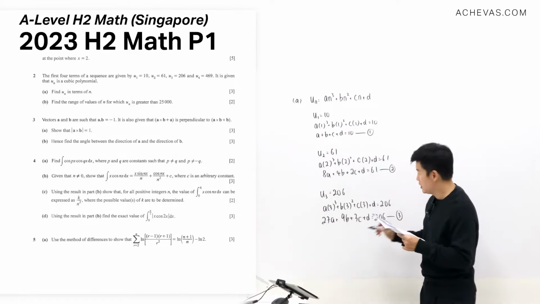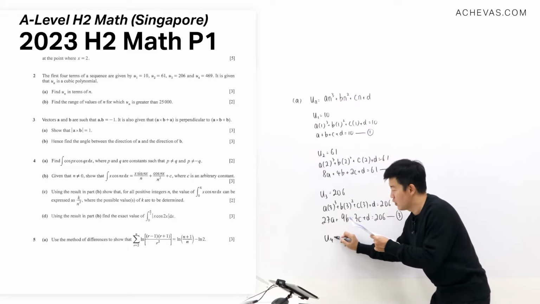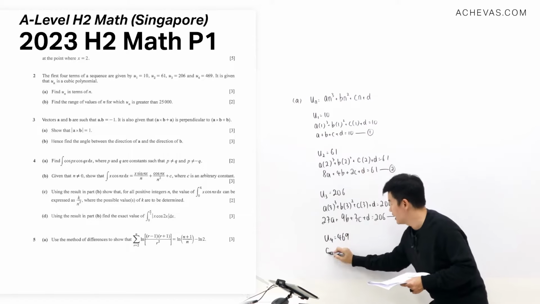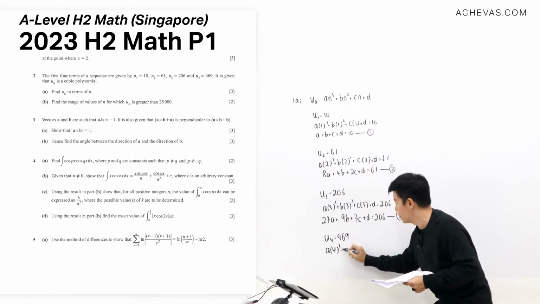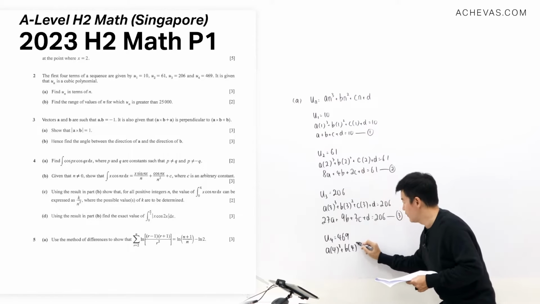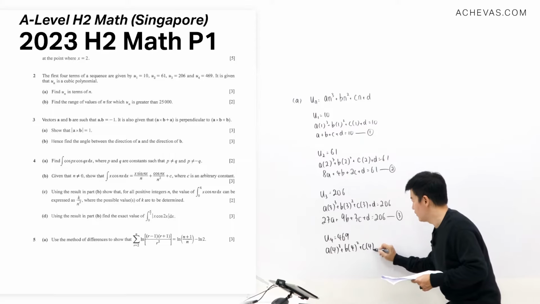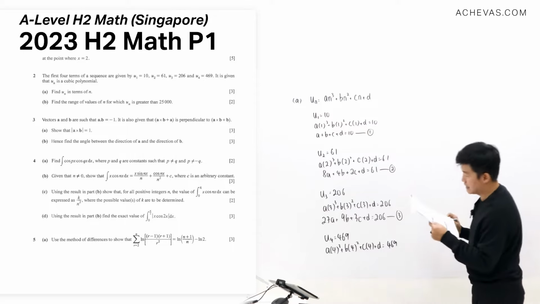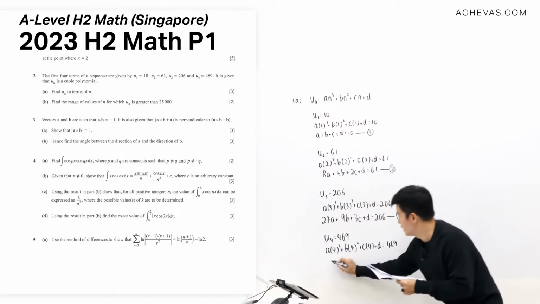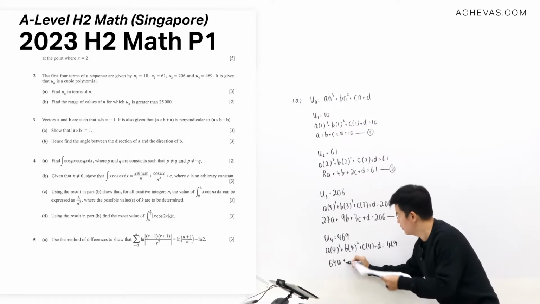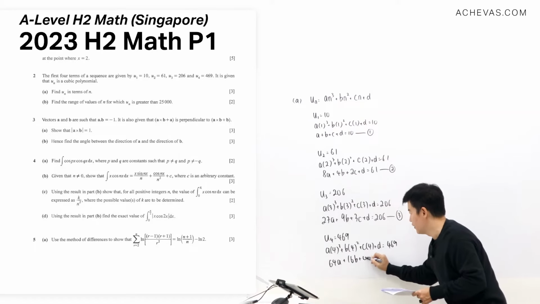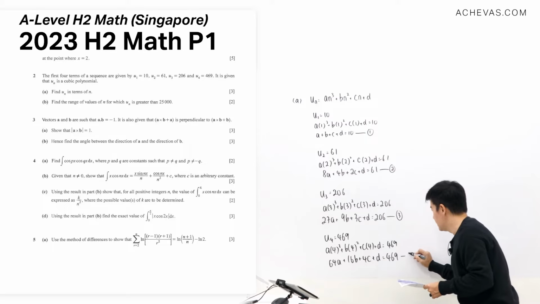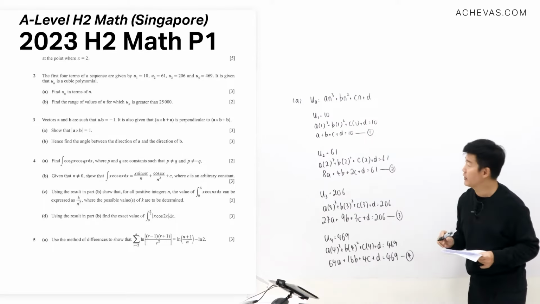And the last piece of information that is given to us is U4 is equal to 469. So it will be A times 4 to the power 3, B times 4 squared, C times 4 plus D. This is equal to 469. And we will have 64A plus 16B plus 4C plus D. This is 469. This will form for us our fourth equation.